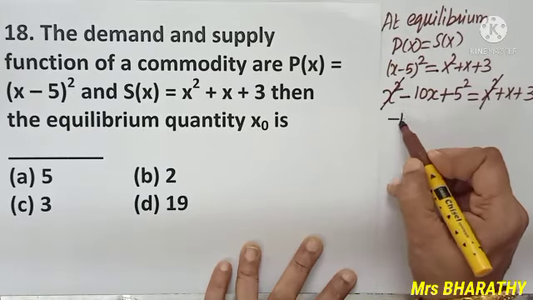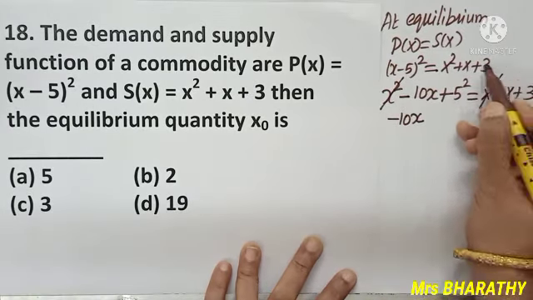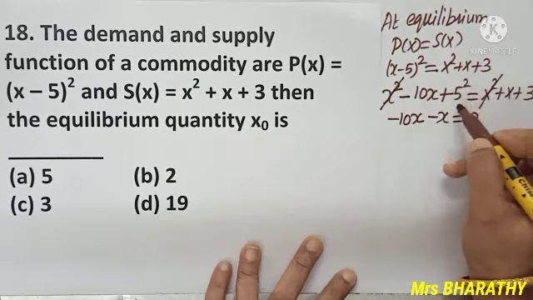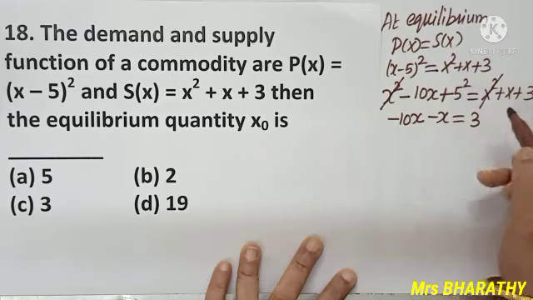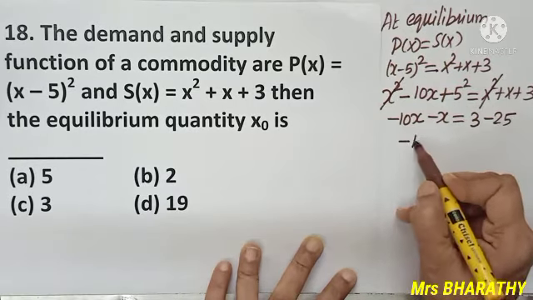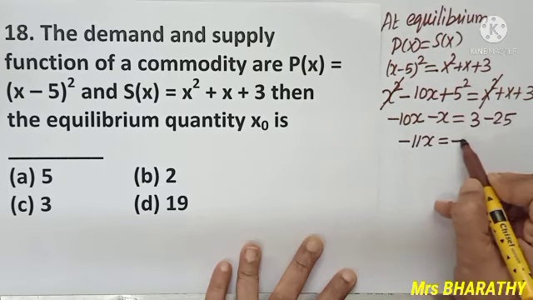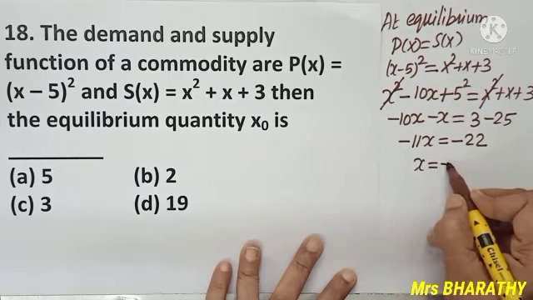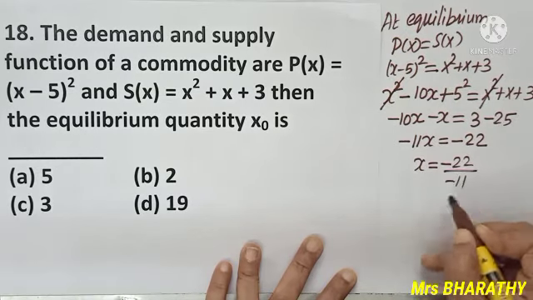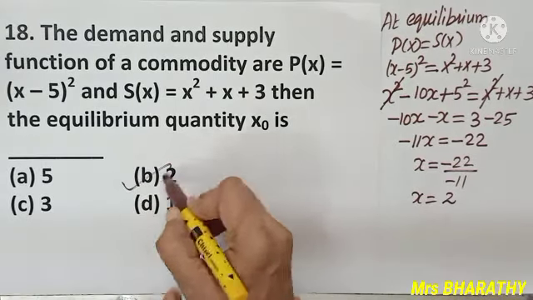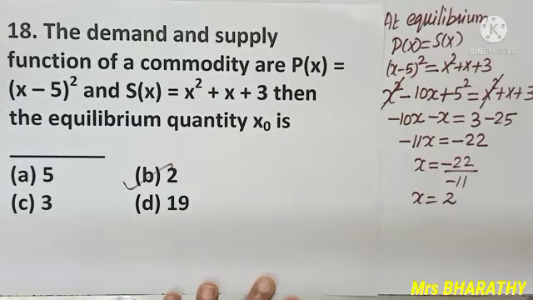I have minus 10x, bringing this x to the left, minus 11x. 5 square is 25 and goes to the right as minus 25. 3 minus 25. This is minus 11x equals to minus 22, or x is equal to minus 22 by minus 11, which reduces to 2, and option B is the right choice.